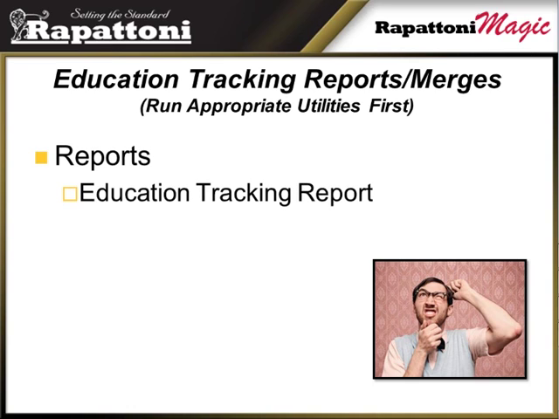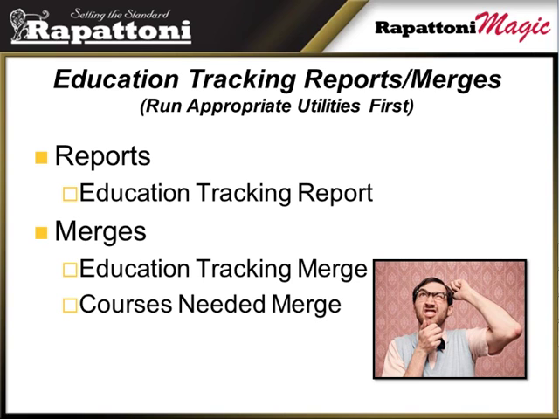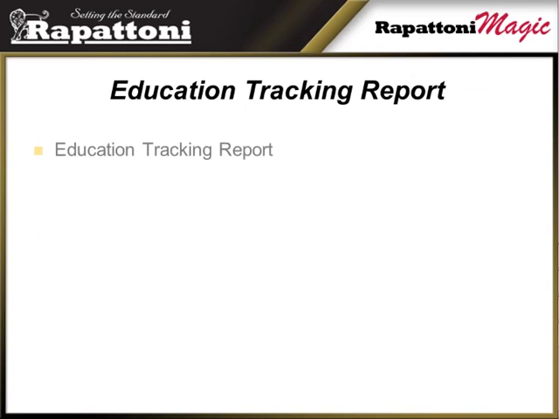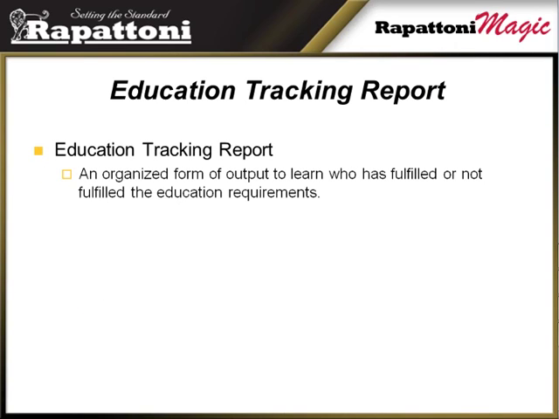So, what reports we're going to cover? Again, we talked about education tracking report, as well as the different merges. We're going to focus on education tracking merge and the courses needed merge. So let's talk about the education tracking report. This is an organized form of output to help us learn who has or has not fulfilled the education requirements for whatever we happen to be tracking.